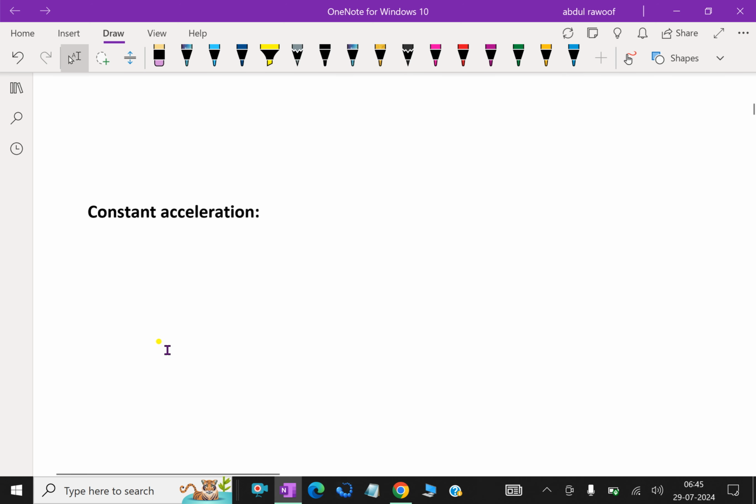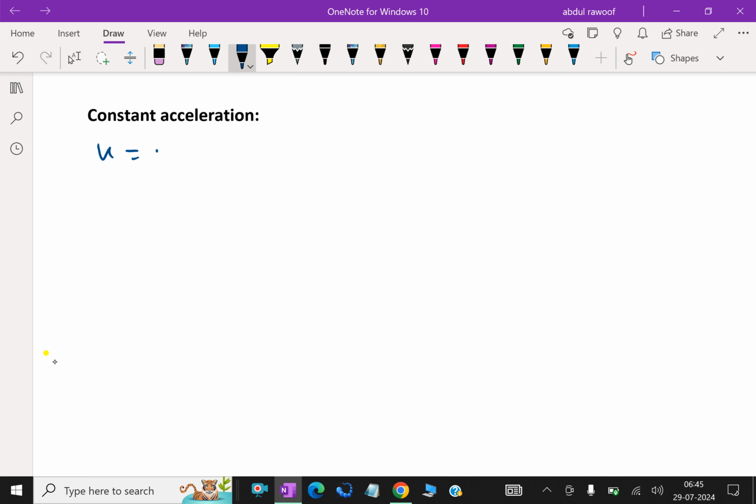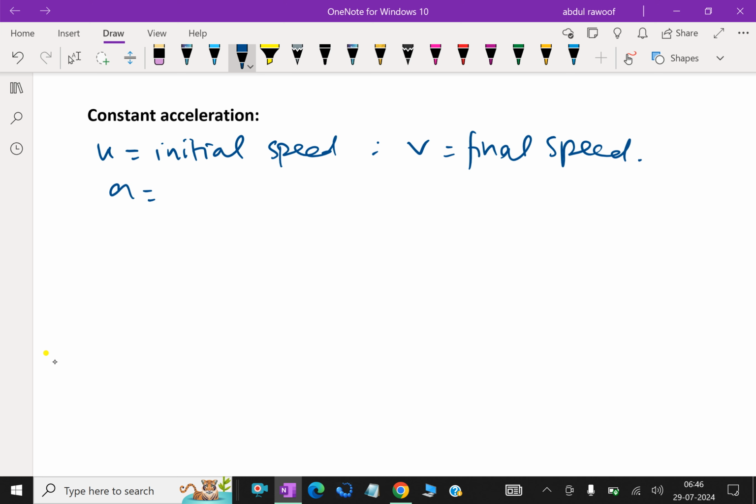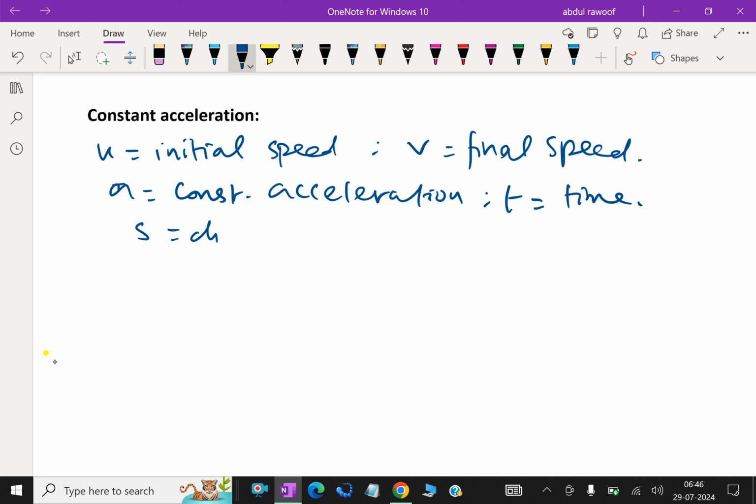Now, next one, constant acceleration. There are some formulas here. u is initial speed, v is final speed, a is constant acceleration, t is time, and s is distance traveled.